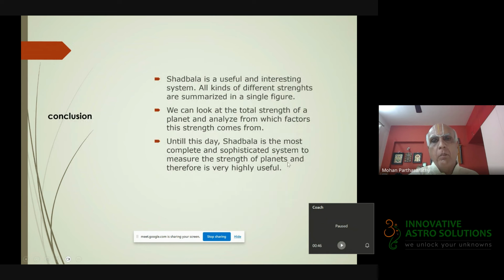Conclusion. Shadbala is very useful and interesting. It's an interesting system. All kinds of different strengths are summarized in a single figure. We can look at the total strength of a planet and analyze from which factors the strength has come. And until this day, Shadbala is the most complete and sophisticated system to measure the strength of planets, and therefore it is highly useful.